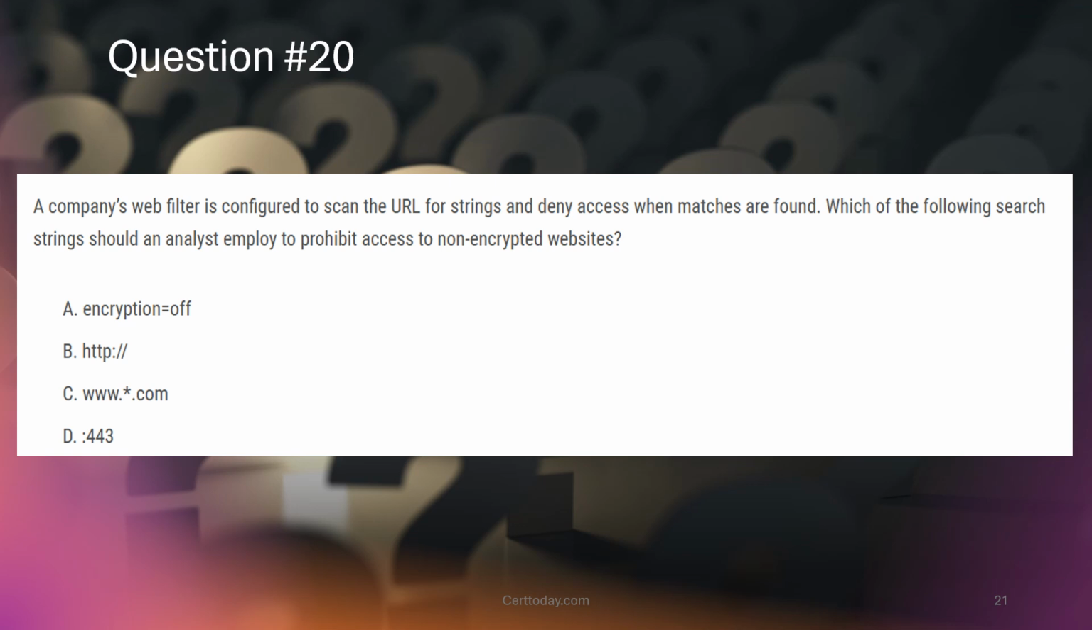Question 20. A company's web filter is configured to scan the URL for strings and deny access when matches are found. Which of the following search strings should an analyst employ to prohibit access to non-encrypted websites? A, encryption equals off. B, HTTP. C, www.*.com, or D, colon 443?